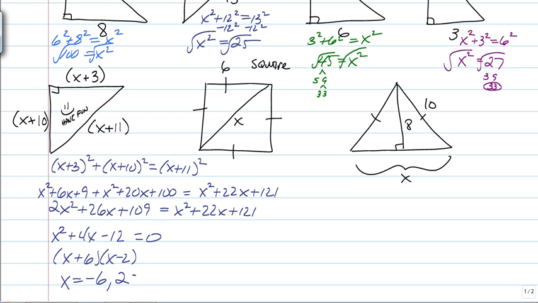Now, the negative 6 works in 2 of the sides, but it does not work in the x plus 3 side, so negative 6 cannot be your answer. 2 works in all of them, so that's it. X is equal to 2.